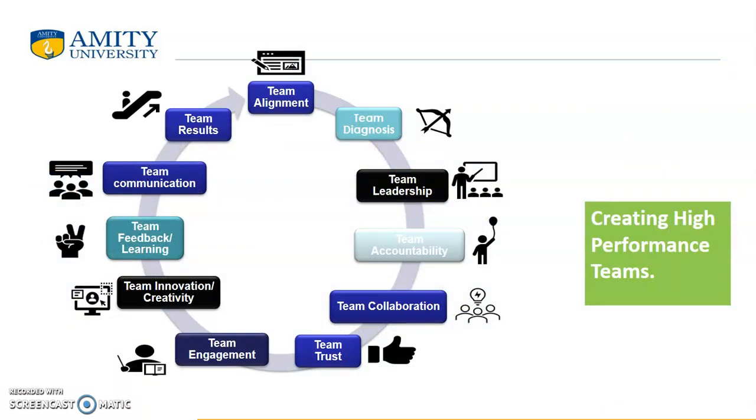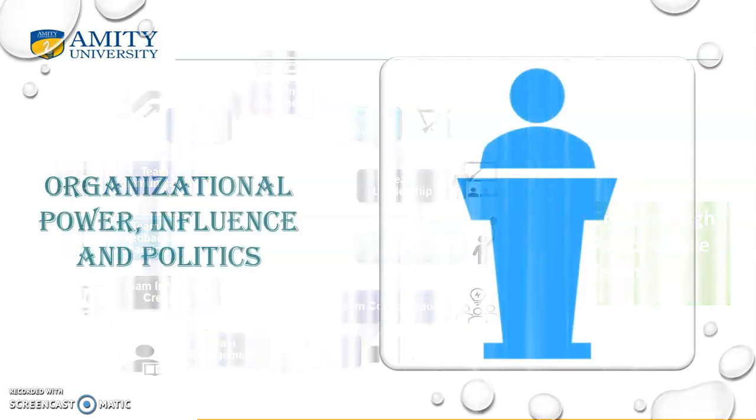Now, how to create a high performance team? For this, there is team alignment, team diagnosis, team leadership, accountability, collaboration, trust, engagement, creativity, feedback, learning, communication, results. This is a consensus, a circle, a virtuous circle which has to be formed, and this is how a team is aligned for a productive result.